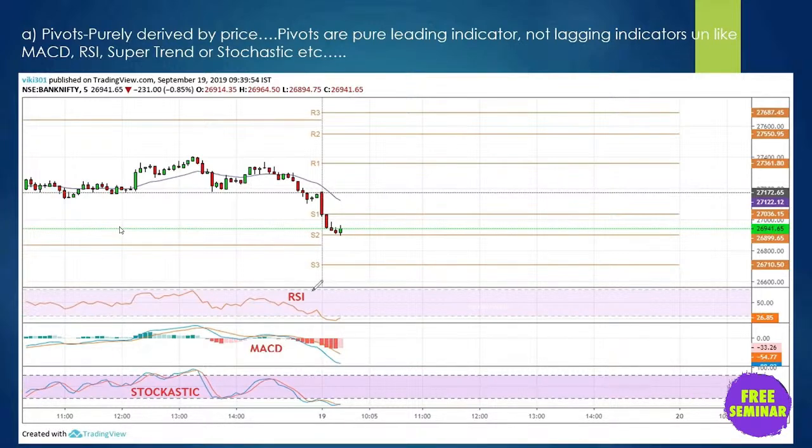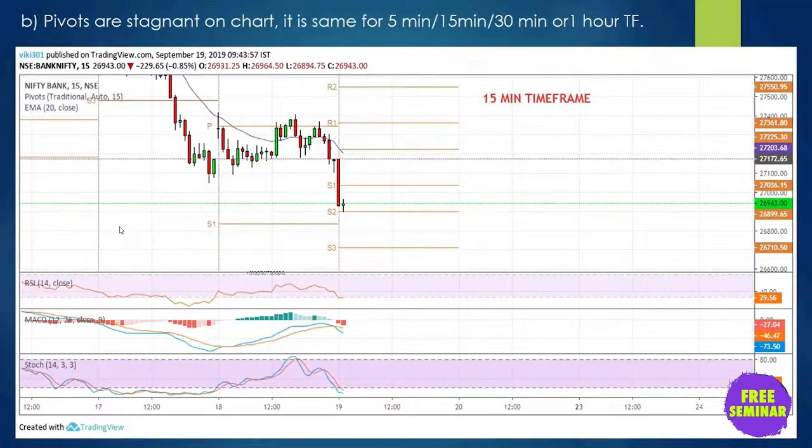Then what will you do? Will you buy because RSI is telling you buy, or will you short because MACD is telling you to short, or will you not take the trade because stochastic is not giving any signal yet? That is what happens when you trade with indicators, because every indicator can give you different signals, and you'll get confused.